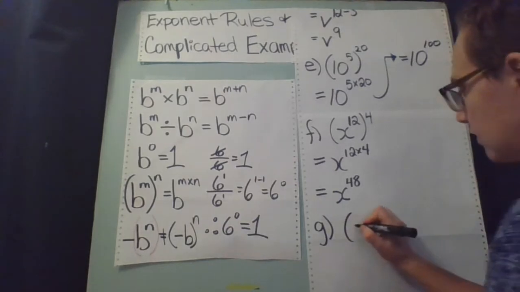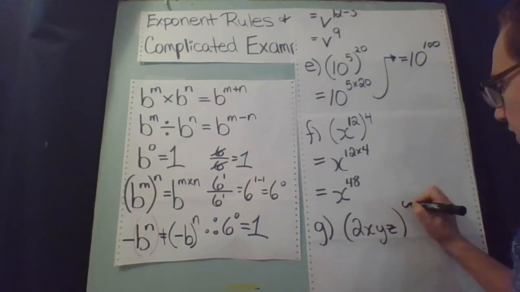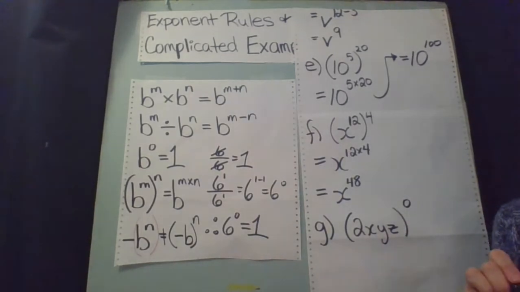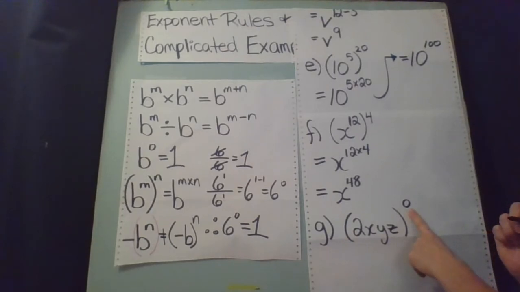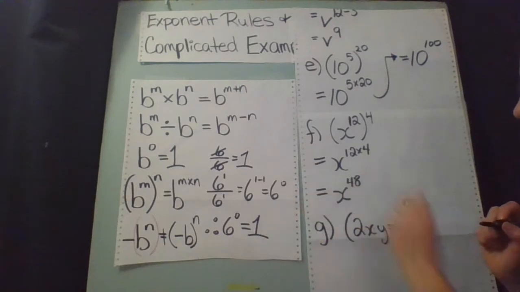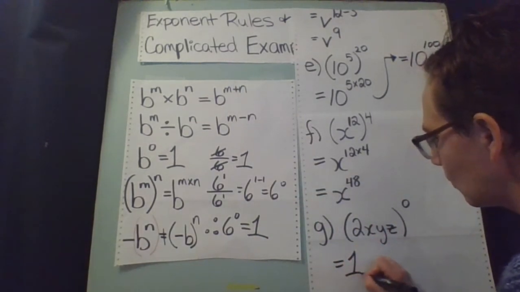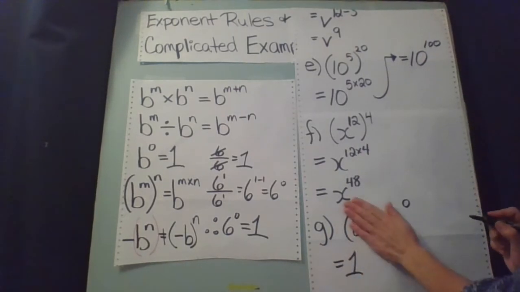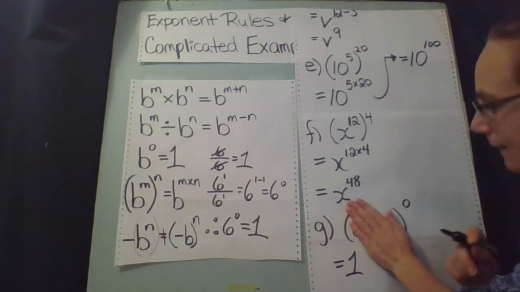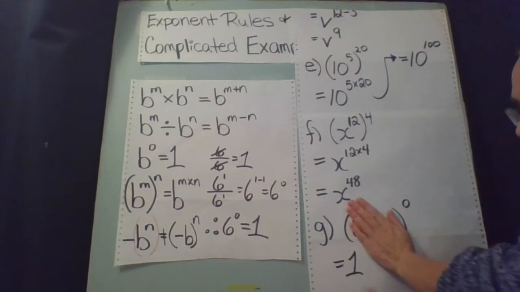What if I have 2xyz, bracket, to the exponent 0? Well, because that's outside the bracket, that includes everything in the bracket, and anything to the exponent 0 is 1. So that just equals 1. Because it's everything, it doesn't matter what's inside the bracket. As long as it's bracket to the exponent 0, your answer is 1. Good.